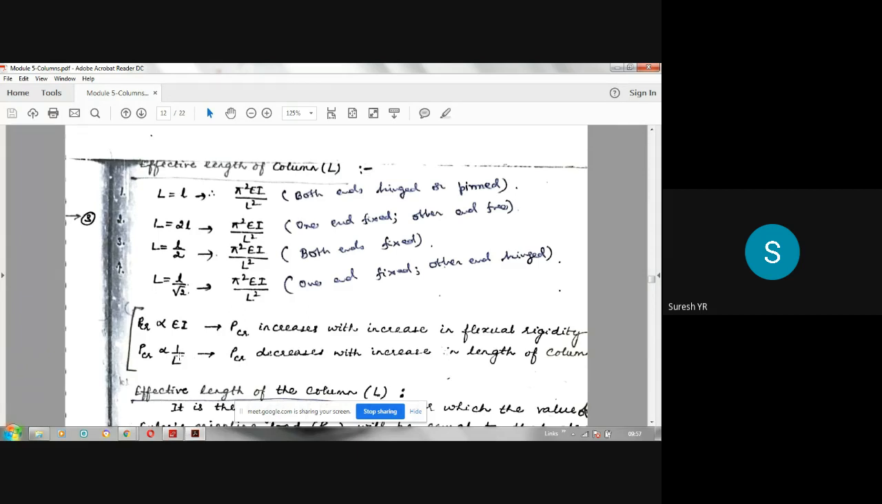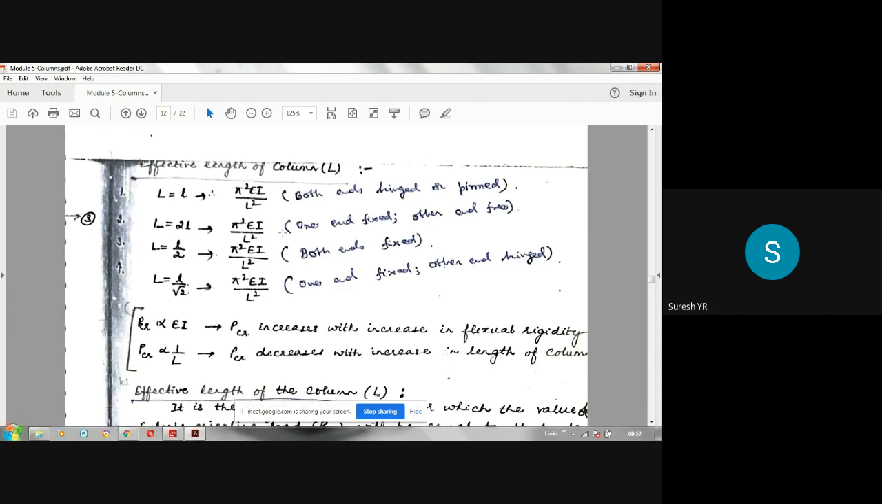To understand this Euler's formula, see here in the first case, both ends hinged condition. So it is taken as the reference. In that case, the formula for PCR is pi square EI by L square, where capital L is the effective length of the column, small l is the actual length of the column. So it varies depending on the end conditions of the column. So both ends hinged condition is taken as the reference. Now, with respect to that, the other three conditions are compared.